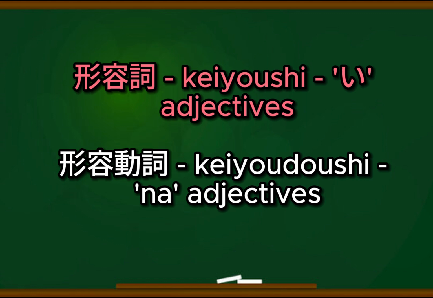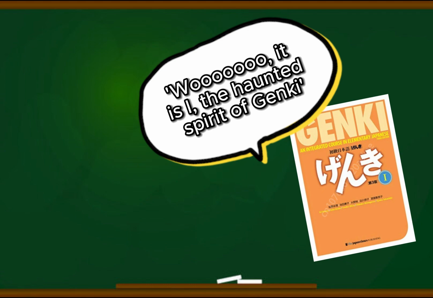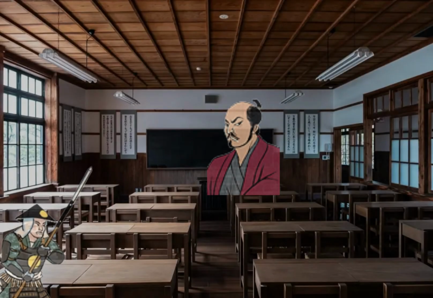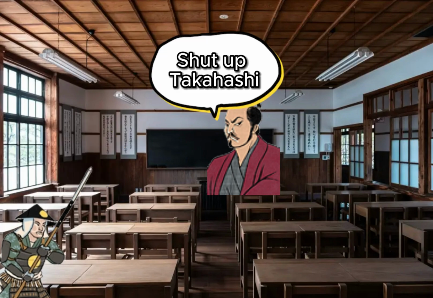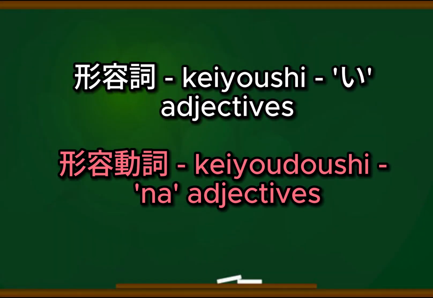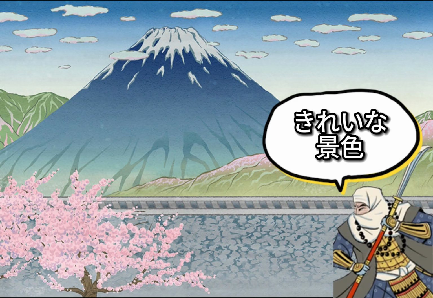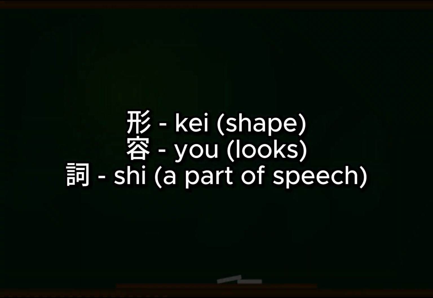The first is known as keiyoshi. These are what your textbook will refer to as e adjectives. For example, kawaii and tanoshii are e adjectives. The second type of adjective in modern Japanese is keiyodoshi adjectives. These are your na adjectives, such as shizukana and kireina. Let's look at the kanji of these words to help us understand what we are being told.